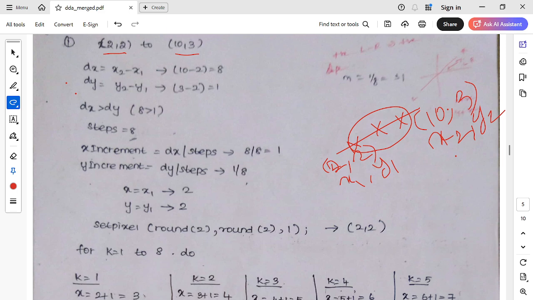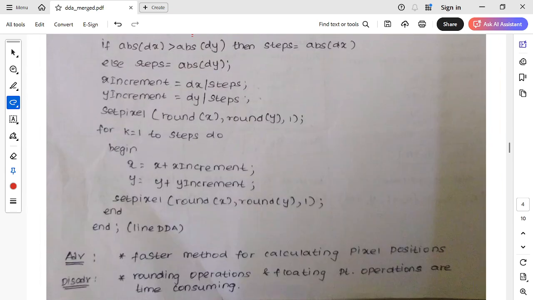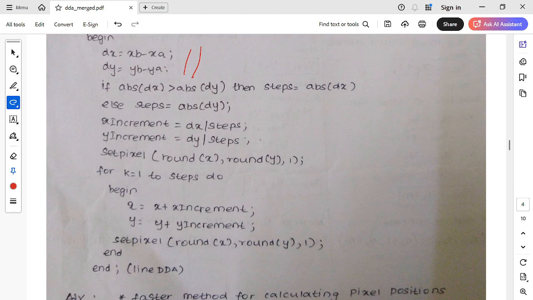Steps equal to 8 means that between these two points of the straight line, in the 8th increment, you'll be getting the endpoint. If you get the endpoint in the 8th increment, then your answer is correct. Okay, so what is the next step? Initially you calculated dx and dy. Next you calculated the value for steps, which is nothing but the number of iterations. At the 8th iteration you will be getting the output.